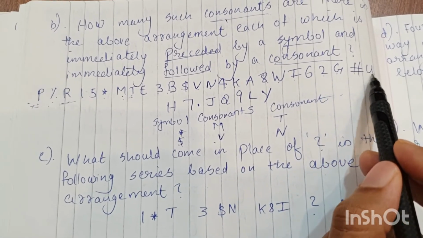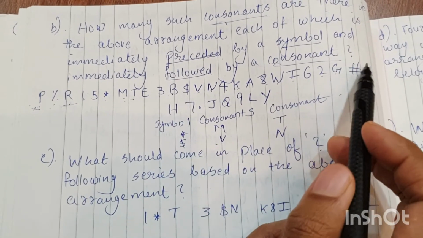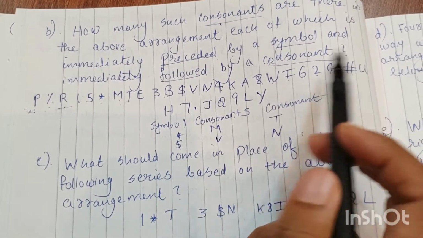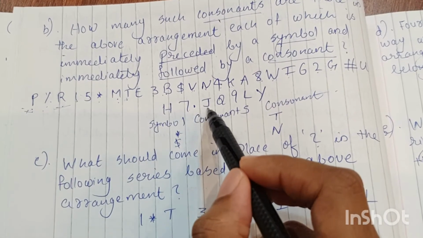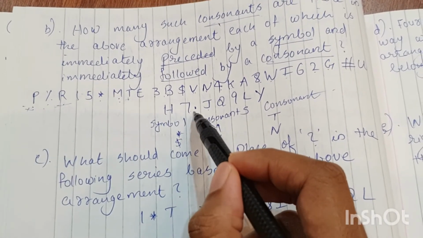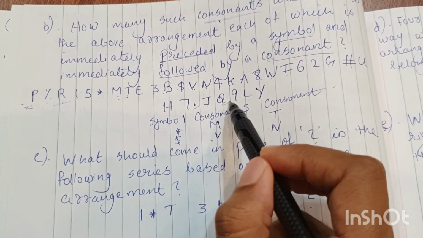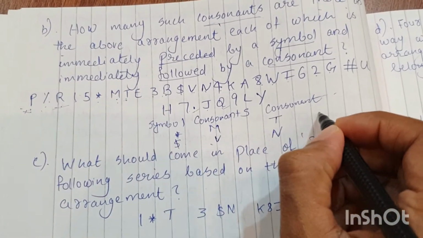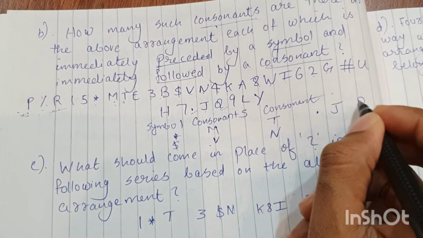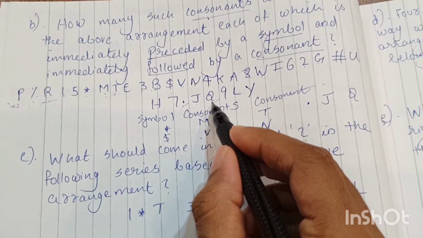Then going for the next consonant, H. Before H, it is a vowel, not a symbol. Then looking for the next consonant, J. Before J it is a symbol and after J it is a consonant. So star JQ is another answer. Star JQ. Then looking for another consonant, Q.